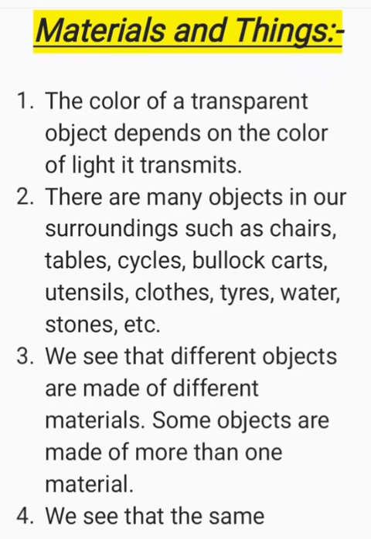So now, our today's topic is materials and things. The color of a transparent object depends on the color of light it transmits. There are many objects in our surroundings such as chairs, tables, cycles, bullock carts, utensils, clothes, tires, water, stones, etc.